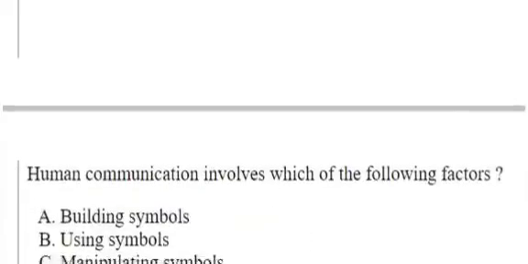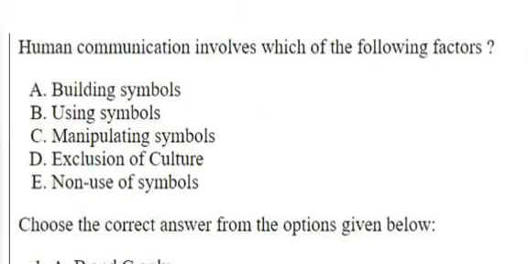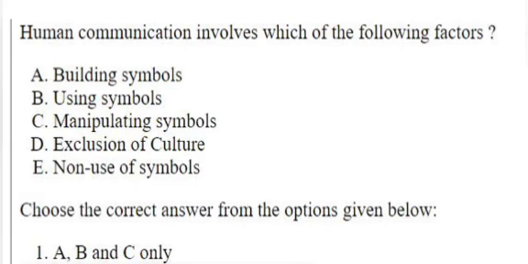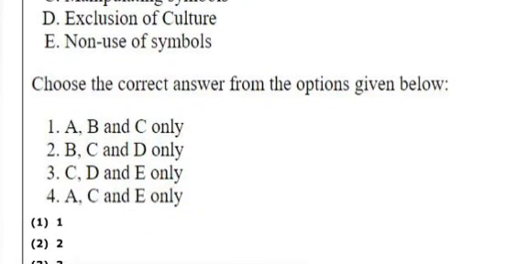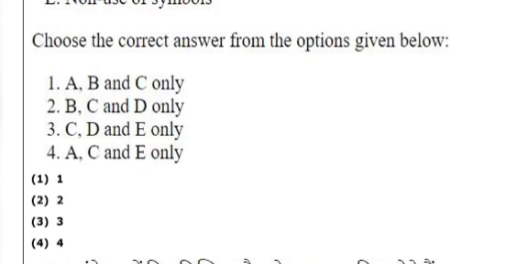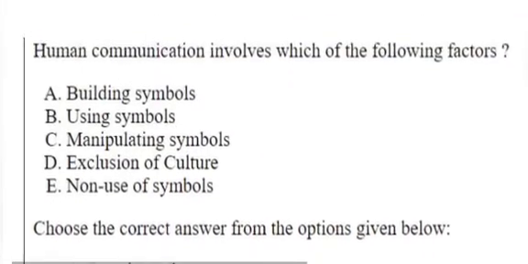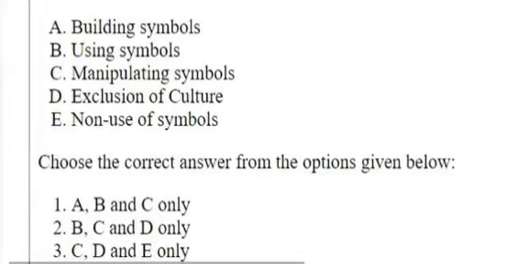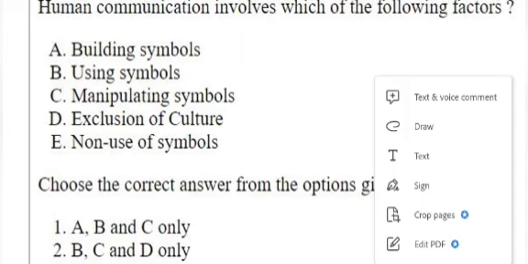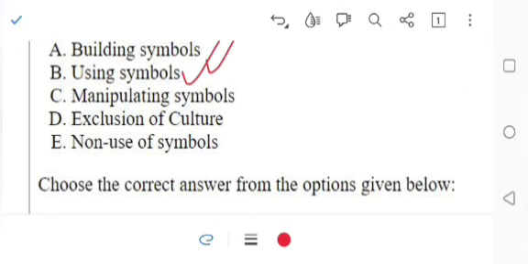Number 18. Human communication involves which of the following factors? Building symbols, using symbols, manipulating symbols, exclusion of culture, non-use of symbols. Choose the correct answer from the options given below. So these are the options for question number 18. It will be A, B and C are correct, except D, E. A, B and C.